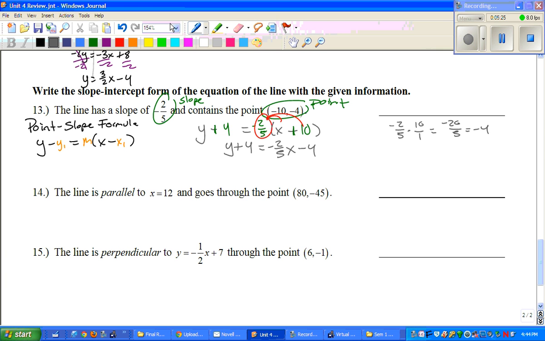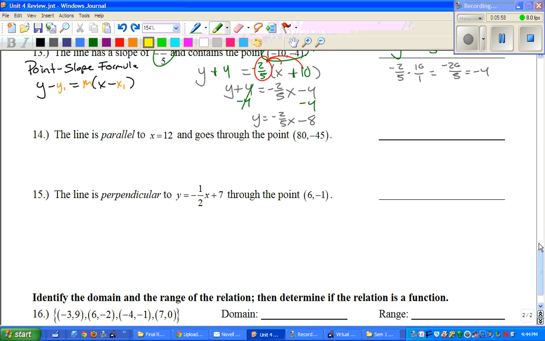Okay? And now, get that to the other side. Y equals negative 2/5 x minus 8. And that, my friends, is your answer. Key thing here, if your slope is different from when you started, you did something wrong. Okay?